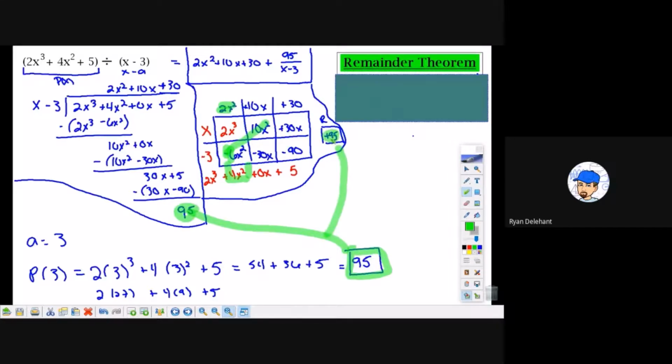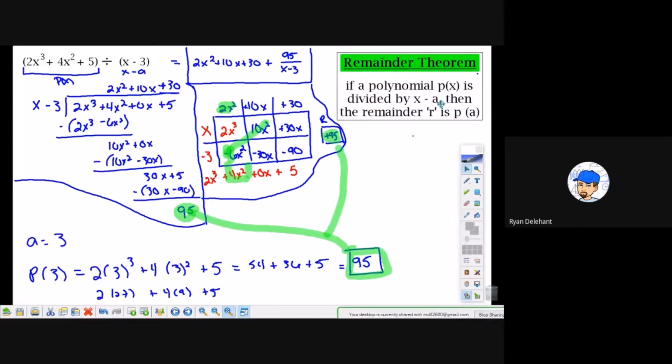It's the remainder. Because remember, we hunted factors. If we got a remainder of 0, that meant that it was a factor. What we're doing here by plugging these values in, we're actually finding the remainder from our division each time. And that's what the remainder theorem says. If you plug in the a value, it'll tell you the remainder that's supposed to be left.